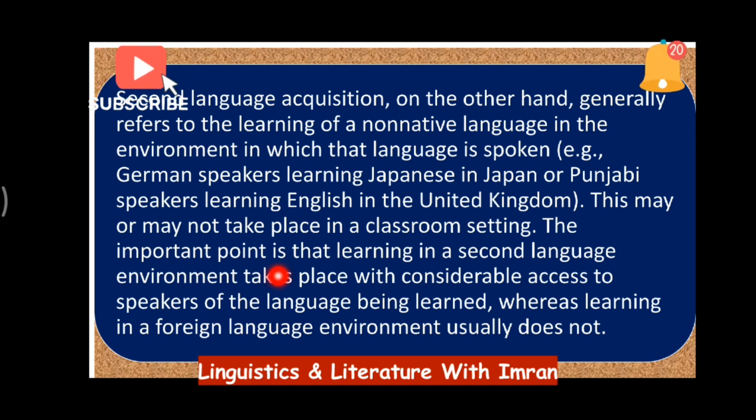So the important point is that learning in a second language environment takes place with considerable access to speakers of the language being learned, whereas learning in a foreign language environment usually does not. So we can conclude that to learn a second language, there would be a wide range of speakers who speak that language. And to learn a foreign language, there will be a limited number of speakers, and that foreign language would be learned within the limitations or premises of the classroom. Outside of a classroom, that language is not spoken.